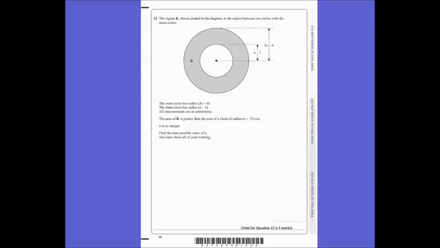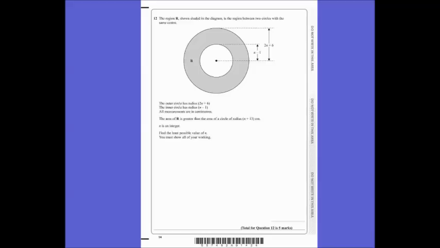Question 12. The region R shown, shaded on the diagram, is the region between two circles with the same centre. The outer circle has radius 2n + 6, the inner circle has radius n - 1. All measurements are in centimetres, and the area of R is greater than the area of the circle of radius n + 13, where n is an integer. Find the least possible value of n.